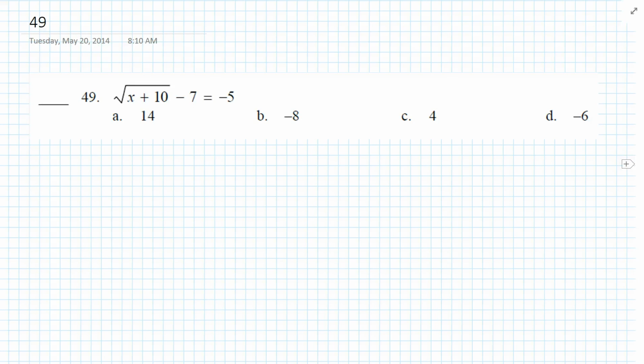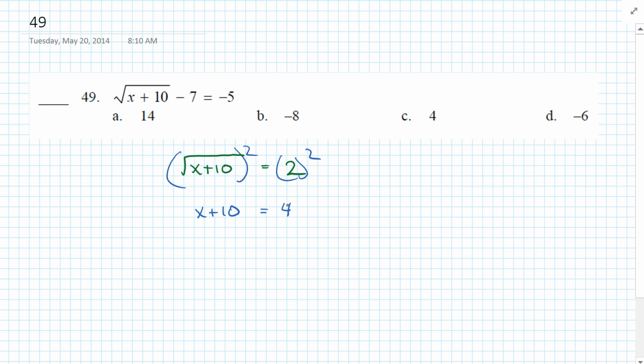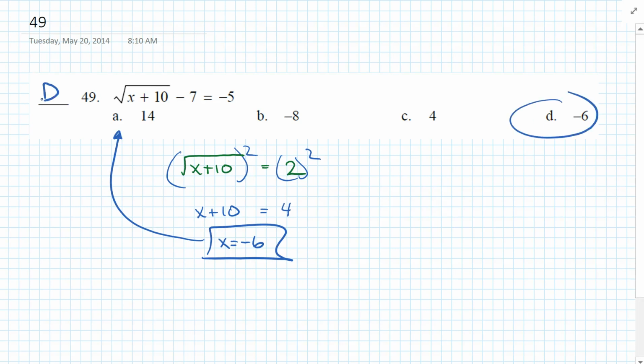Okay, solve. Square root of x plus 10 minus 7 equals 5. First thing is isolate the radical, so we're going to add 7 to each side. So I got square root of x plus 10 equals 2. We're going to square each side. So I'm going to get x plus 10 equals 4. Subtract 10 from each side, so x is going to equal -6. Now we always just go back and double check, make sure that doesn't make it a negative under the radical. It does not. So the answer is D, -6.